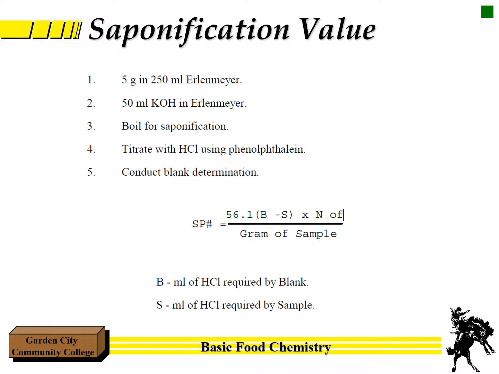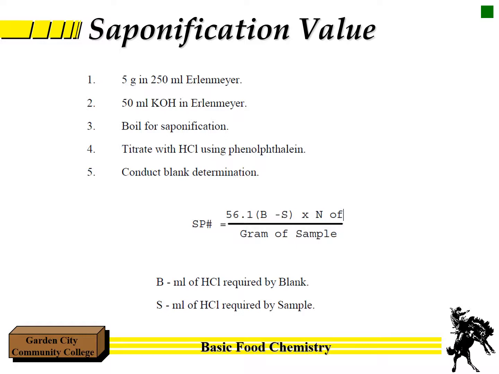So this just shows you the methodology behind saponification. 5 grams of your sample in a 250 milliliter Erlenmeyer flask. You add your KOH to it, and then you boil it, and then you titrate with hydrochloric acid using phenolphthalein. I never can say that.